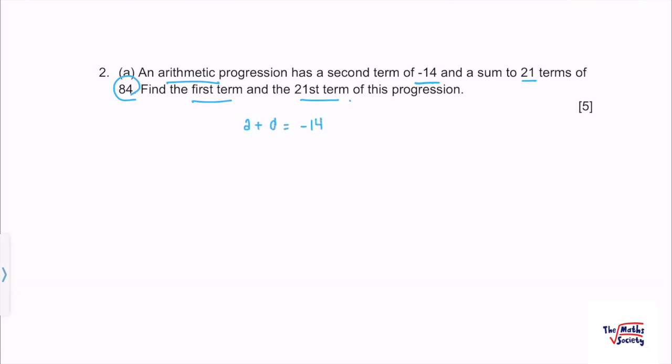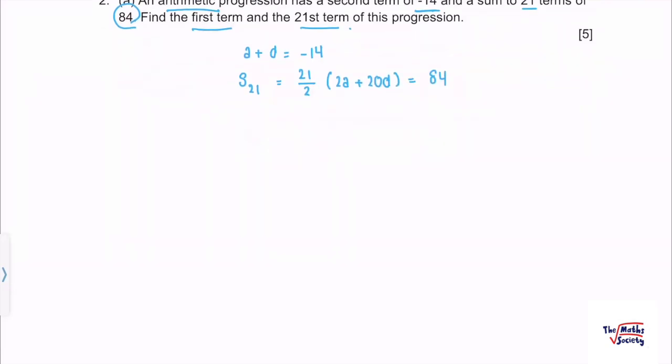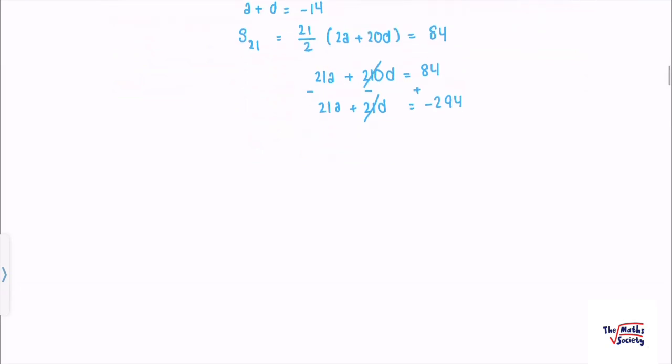And then we know that for the sum of 21 terms, which is S21, that's equal to 21 by 2 times (2a plus (n minus 1)d), which is 20d, and that equals 84. So when you multiply them, you'll get 21a plus 210d, that's equal to 84. And then you have the other one, 21a plus 21d, that's equal to minus 294. So then you just change the signs, and you'll have 189d equals 300 and, oh wait, you caught wrong place.